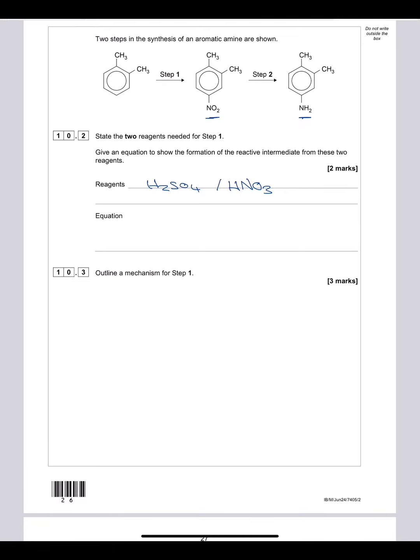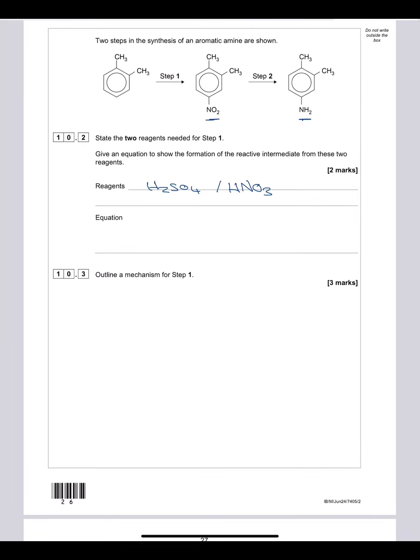So the reactive intermediate is the NO2+, which is the electrophile. So here the easiest mechanism or equation you could write is the HNO3 plus H2SO4. That will give you NO2+, which is the electrophilic reactive intermediate, plus water molecule plus HSO4-.